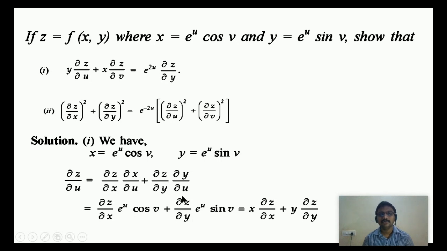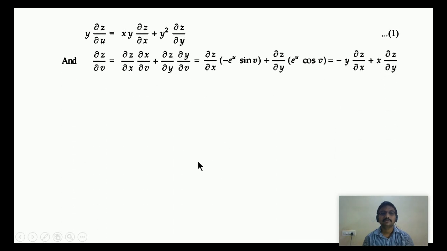∂y/∂u is obtained by differentiating y partially with respect to u, keeping v as constant. Sin v is treated as a constant, e^u derivative as it is, e^u. But e^u sin v is y and e^u cos v is x. Replacing, we will have the value of ∂z/∂u. Similarly, we can obtain the value of ∂z/∂v. So this is the value of ∂z/∂v.